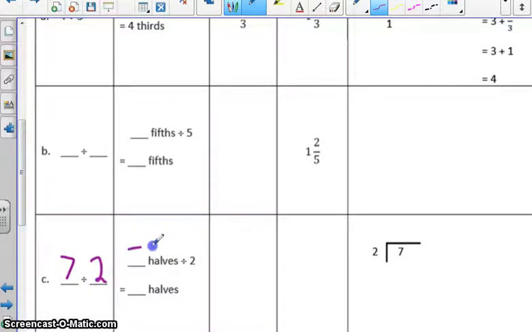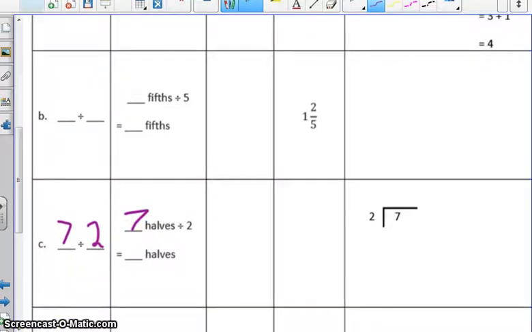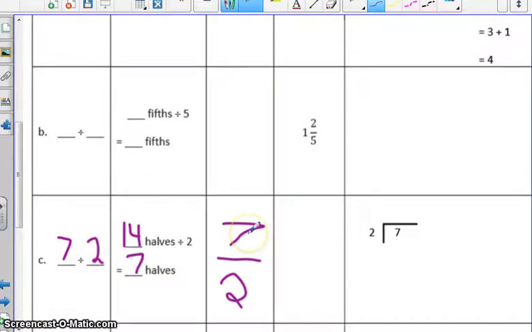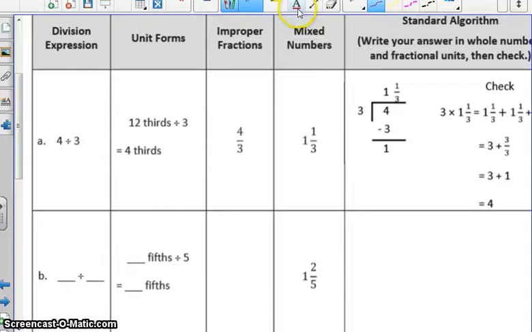So 7 halves divided by 2. Or rather, 14 halves. Because when we're talking a half, this is a half because it would be on the bottom. The fraction would look like 7 over 2. And then you can see a little bit more clearly that 7 halves. Half is another way of saying over 2, or divided by 2. So 14 halves divided by 2 means there's 7. So 7 halves. Now if we go over here, this column is for mixed number.